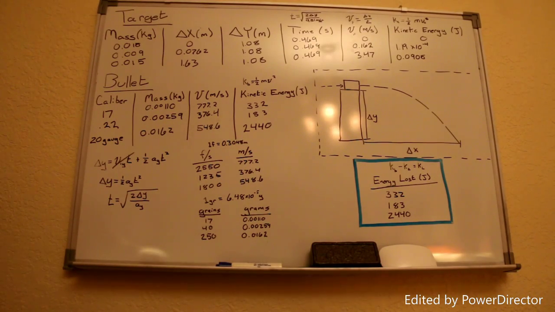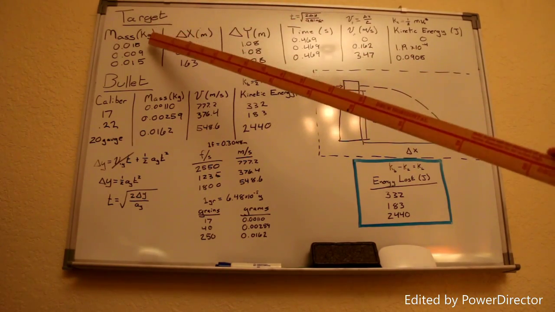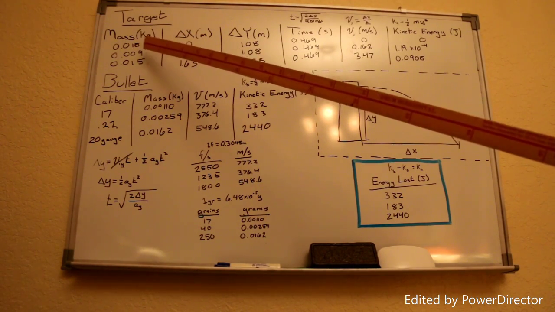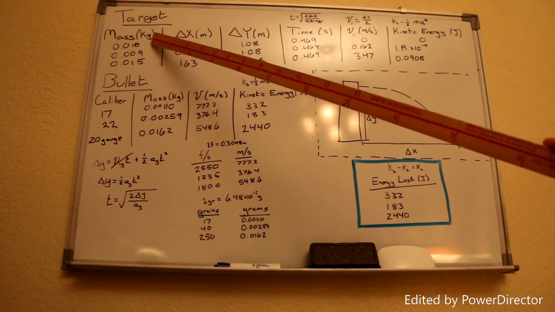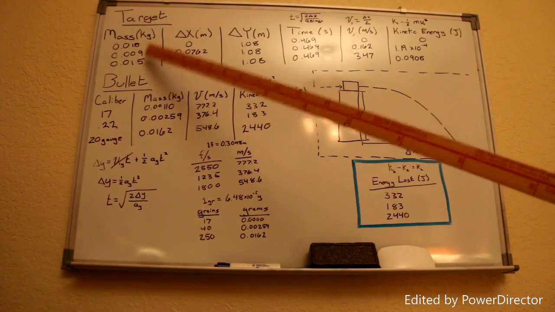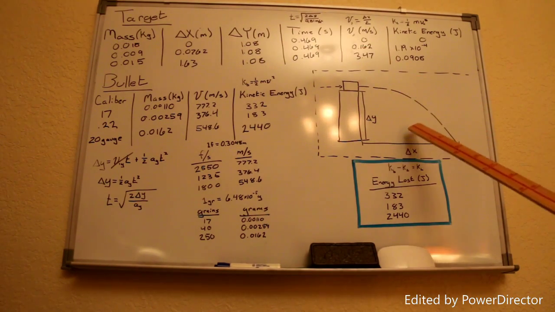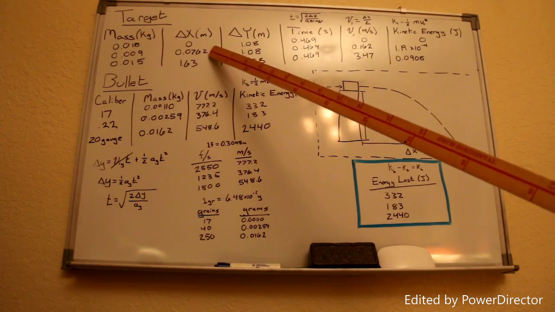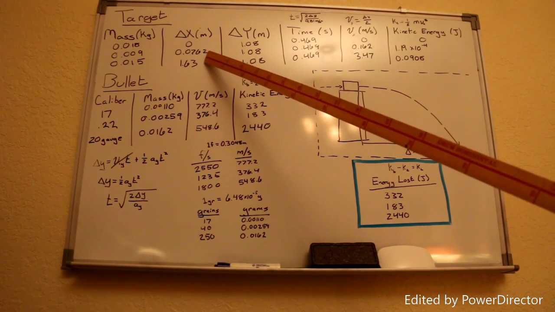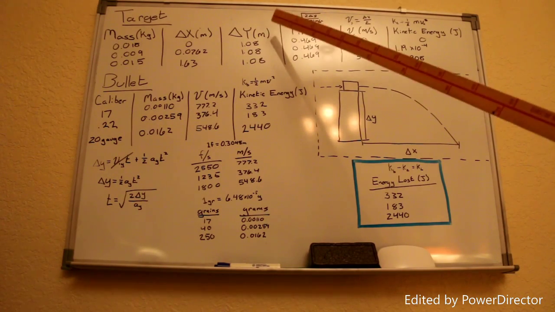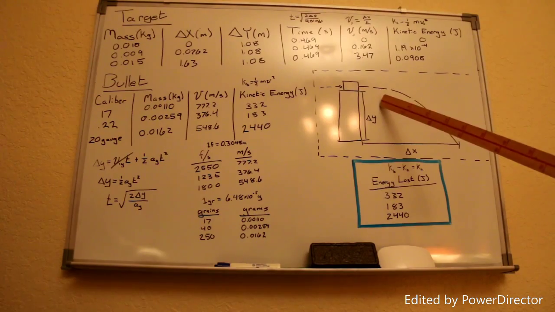Taking the data that we found at the range, we are now going to calculate the final kinetic energy of our targets. The masses we found for the target of the 17 HMR, the 22, and the 20 gauge were 0.015 kilograms, 0.009 kilograms, and 0.015 kilograms. Our delta X value, or the distance the target traveled after it was shot by the bullet, was 0 meters, 0.0762 meters, and 1.63 meters. Our delta Y value for all 3 targets was 1.08 meters.